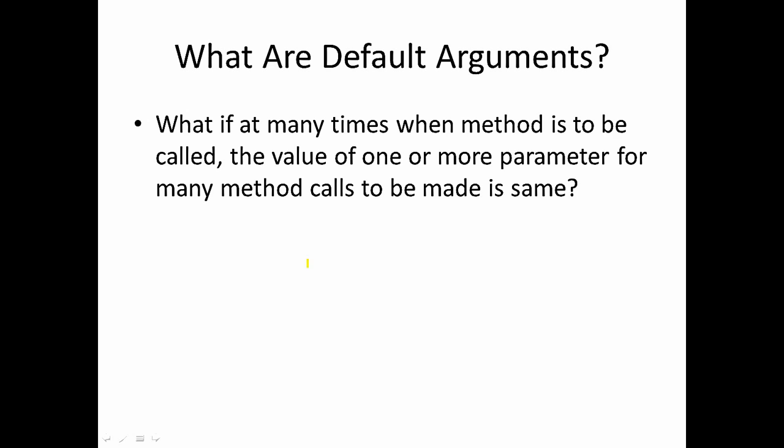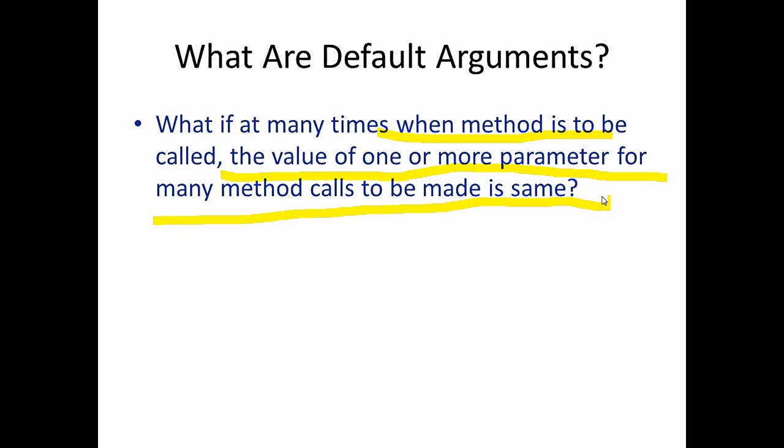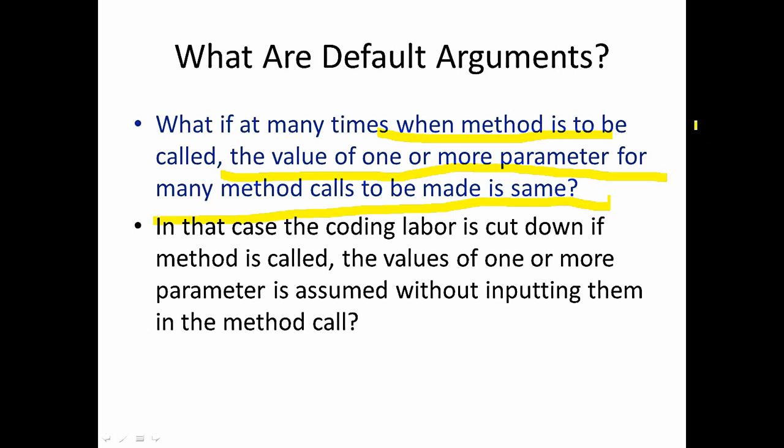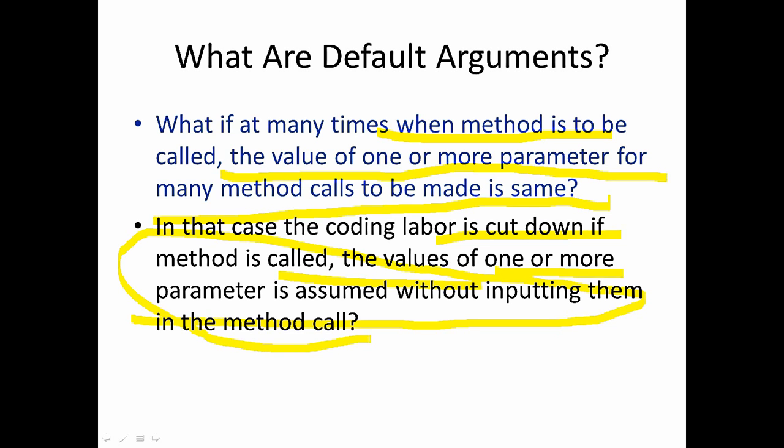Okay, what if many times when a method is to be called, the value of one or more parameters for many method calls to be made is the same? So where do we encounter a situation like that? In that case, the coding labor will be cut down if when the method is called, the value of one or more parameters is assumed without us inputting the value of the parameter or argument in the method call.